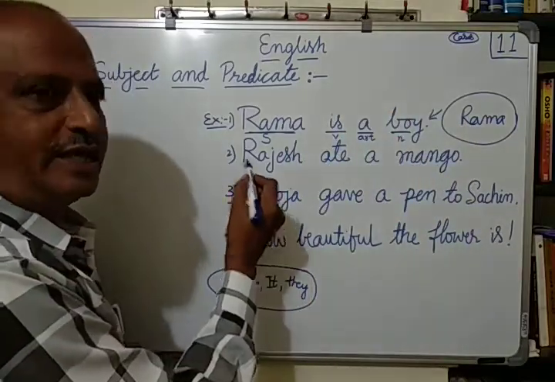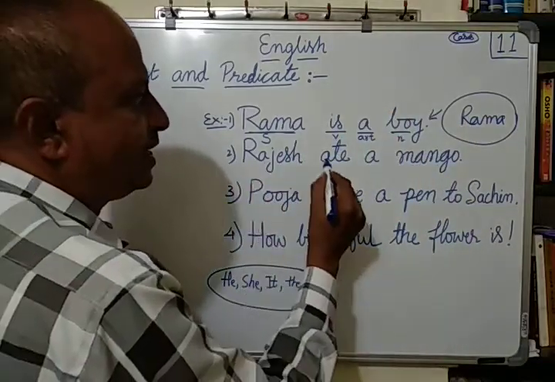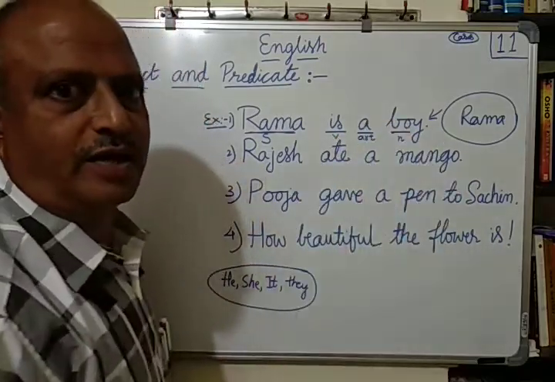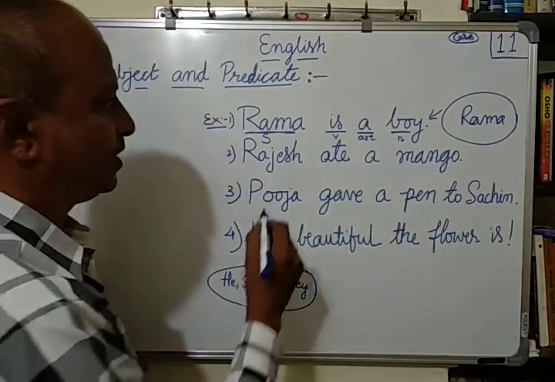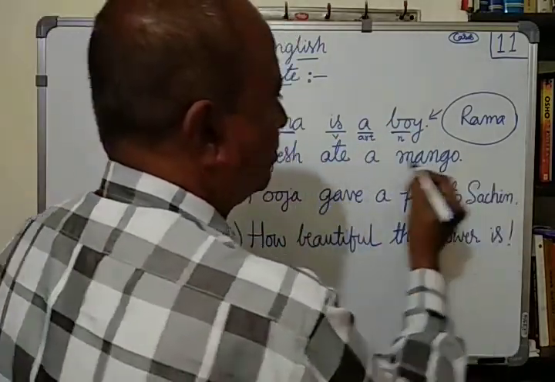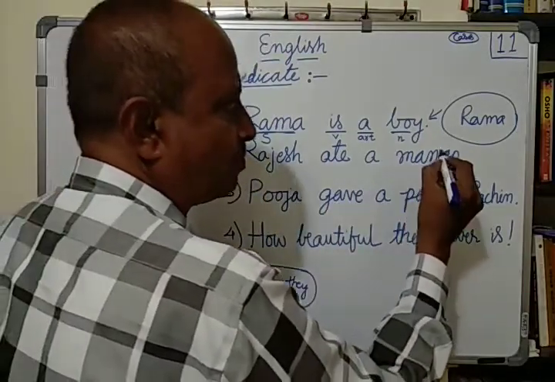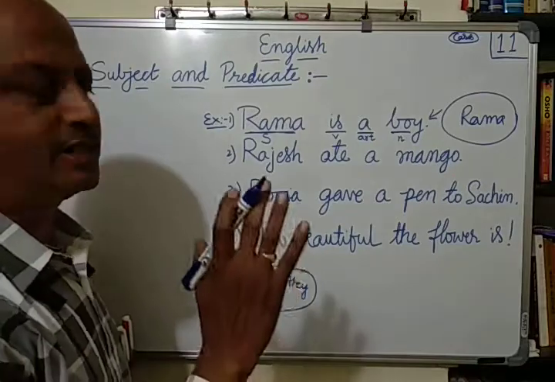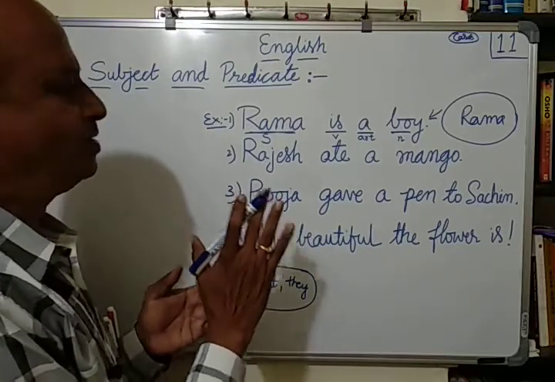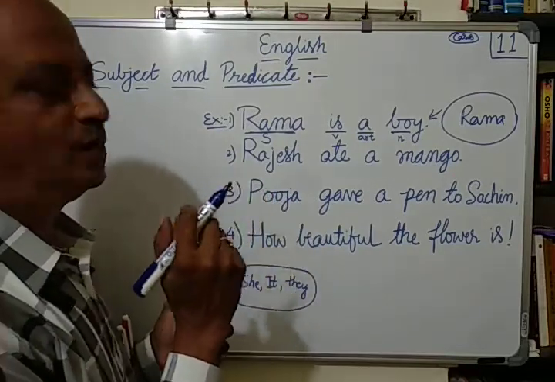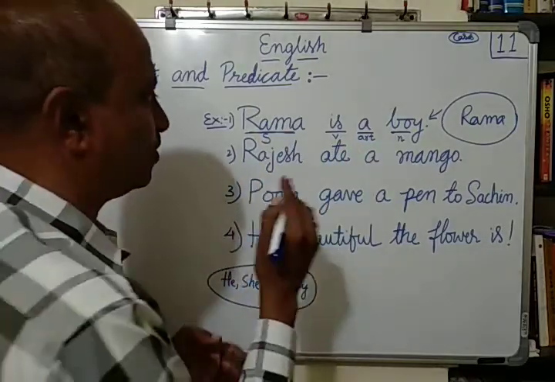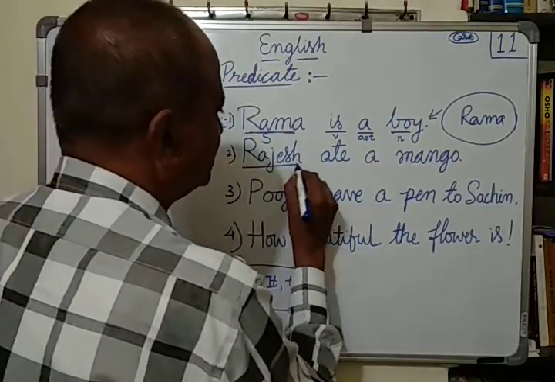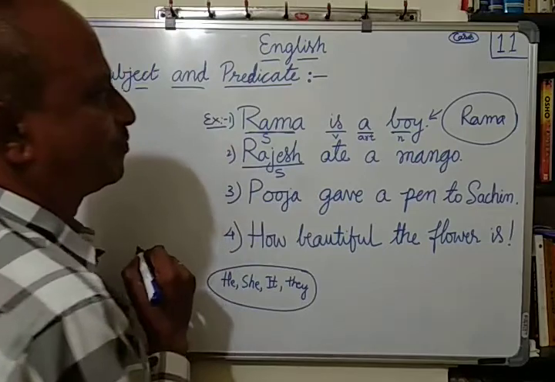Now let us go to the second example. Rajesh ate a mango. Here, what is it about? Is the sentence about mango or Rajesh? It is not at all worried about mango. It is mainly worried about Rajesh. What did Rajesh do? Rajesh ate a mango. So, Rajesh is the subject.